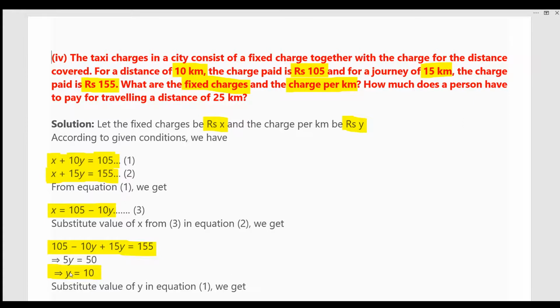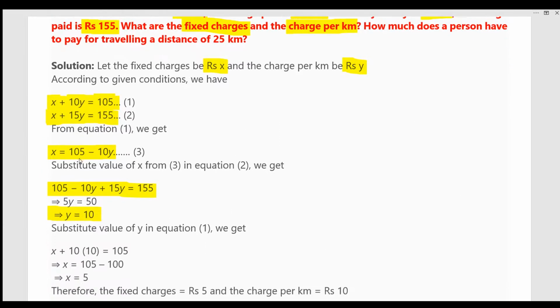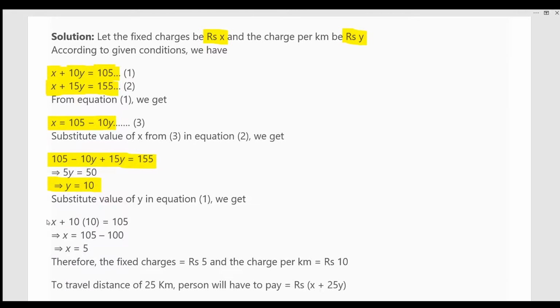Now we will substitute this value of y in the first equation. So let's see that. We will get x plus 10 multiplied by 10. Why 10 multiplied by 10? Because the value of y is 10 and here we have 10y. So x plus 10 multiplied by 10 is equal to 105. So we got the value of x as 5. So value of x is 5 and value of y is 10.